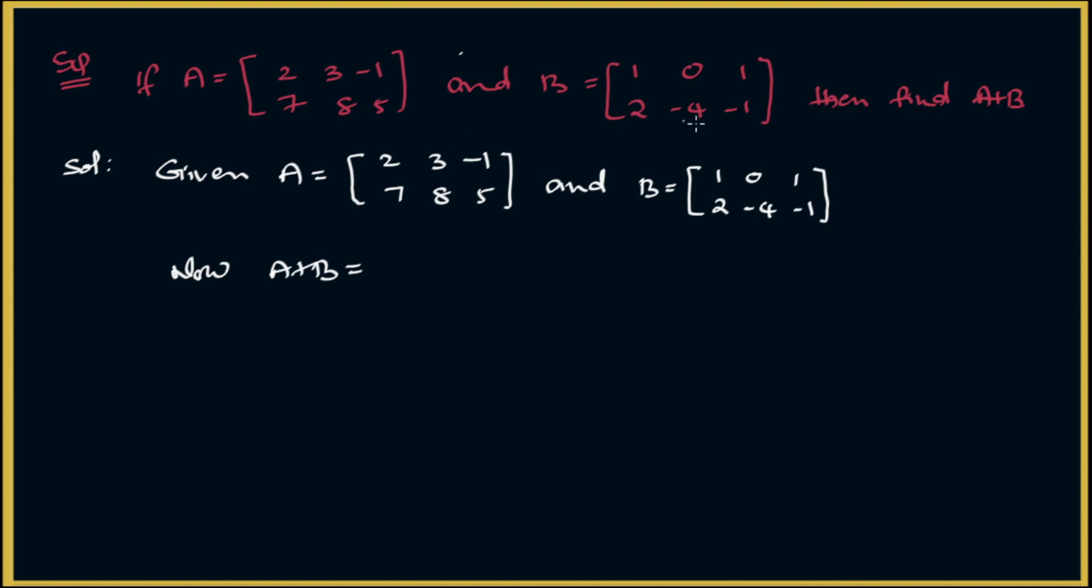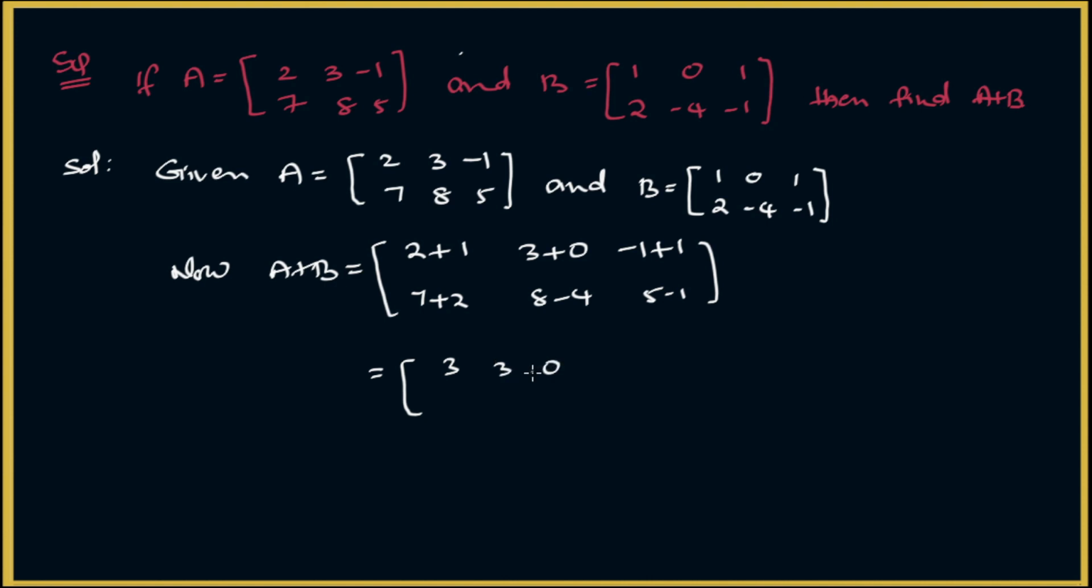Question number 5. A and B given, we have to find the values of A plus B. So write down A and B. A plus B means we have to add the corresponding elements. So first element 2 plus 1, second element 3 plus 0, third one minus 1 plus 1, fourth one 7 plus 2, next 8 minus 4, next 5 minus 1. If you simplify, 2 plus 1 is 3, 3 plus 0 is 3, minus 1 plus 1 becomes 0, 7 plus 2 is 9, 8 minus 4 is 4, and 5 minus 1 also 4. So this is our A plus B.